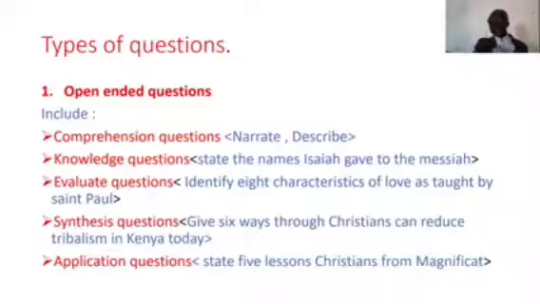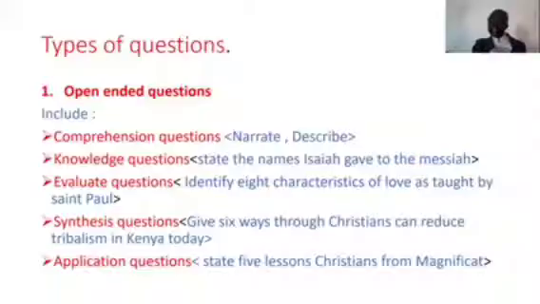And in the open-ended questions, we have comprehension questions. Comprehension means it's like a story. Narrate or describe questions. Knowledge questions are always about state, because you know the names, mostly the particular names that are given. Evaluate questions are like identify.